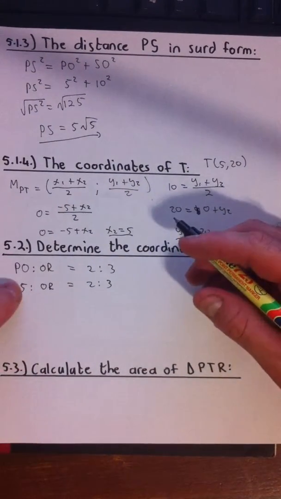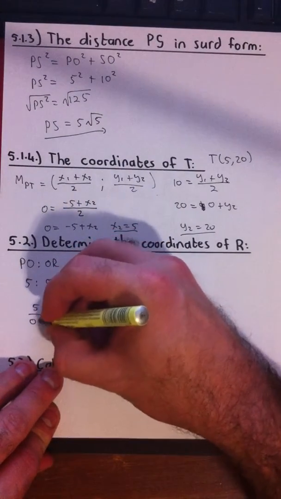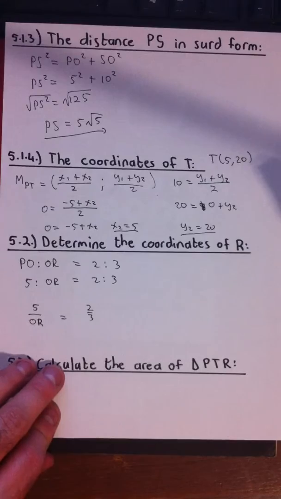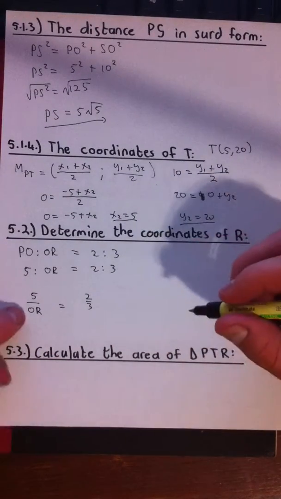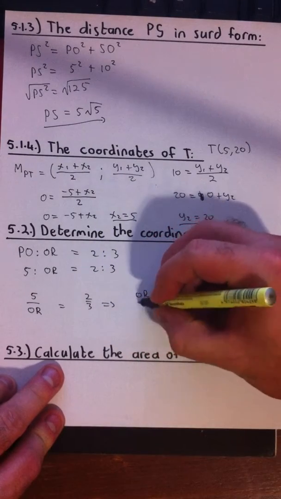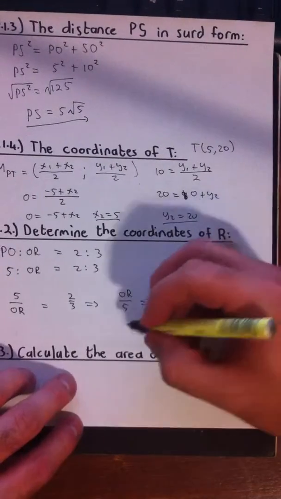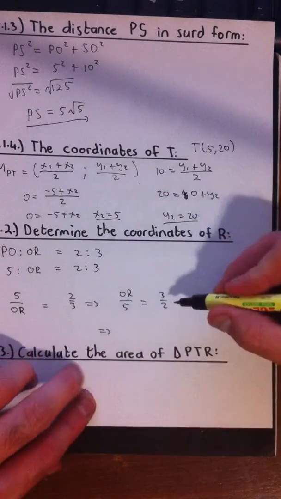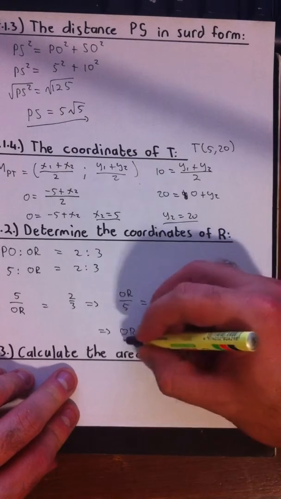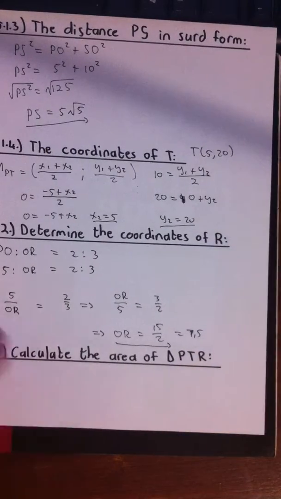And now another way of saying ratio is just to say divided by. So we'll rewrite this as 5 over OR is equal to 2 divided by 3. Okay, we can just swap this around because we need to find the OR. So we'll say that implies that OR over 5 equals 3 over 2. And finally, that implies if we multiply both sides by 5, we have that OR is equal to 5 times 3, 15 over 2. That's our ratio. Or 7.5 if you prefer decimals.